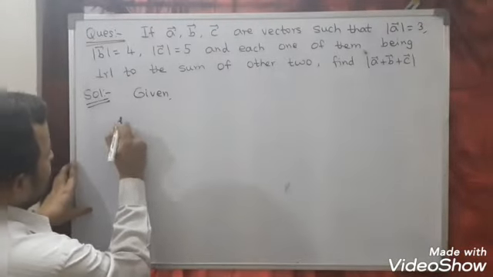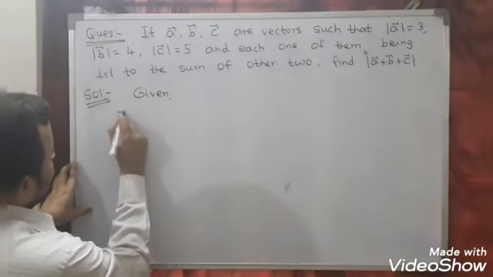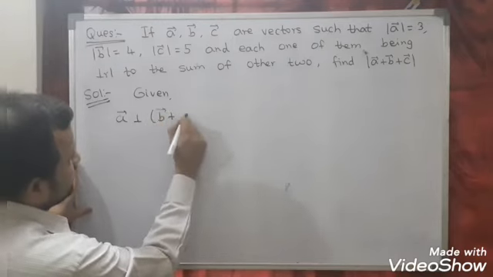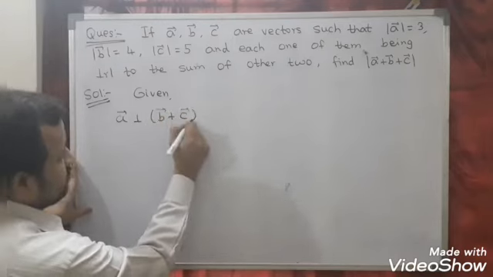That means A vector is perpendicular to the sum of the other two, so B plus C vector. Similarly, B vector is perpendicular to C plus A, and C vector is perpendicular to A plus B. So what we will do? Let us expand this information. Two vectors are perpendicular means what? Their dot product is 0.